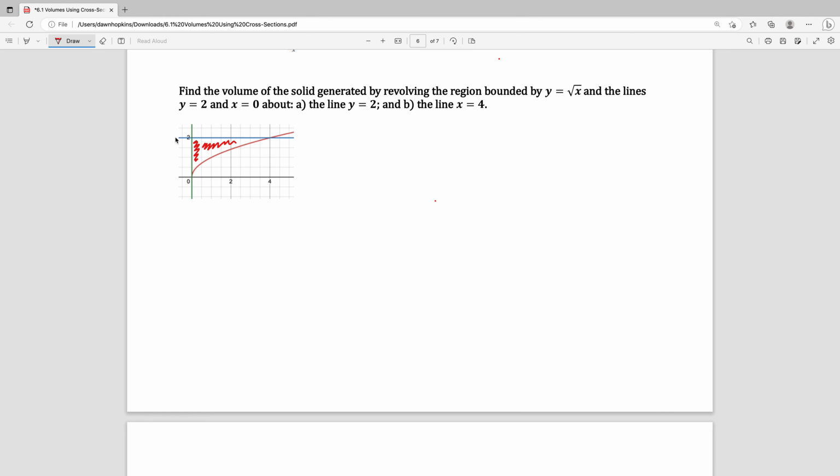So starting with the line y equals 2, that's the blue line here. We're revolving it about a horizontal line, so we're going to be integrating with respect to x. And you'll notice here that our region is sitting on that line. Okay, that line forms part of the boundary of that region. The disk method is what's going to be the best choice here. So for part A, when we revolve it around y equals 2, I'm going to use the disk method.